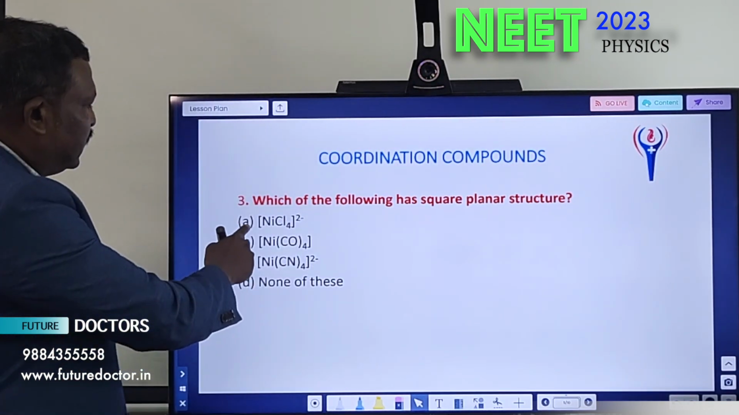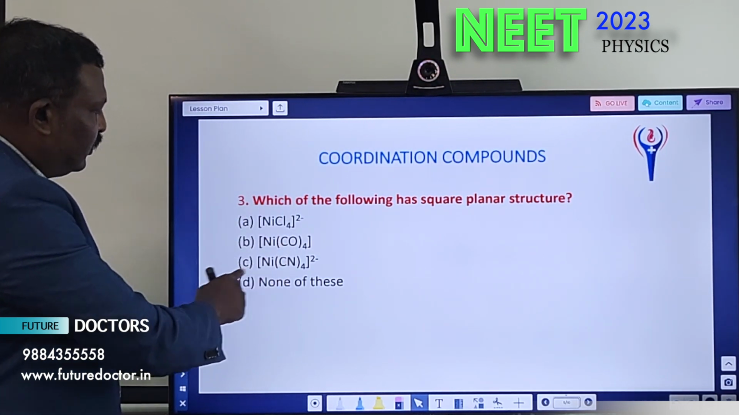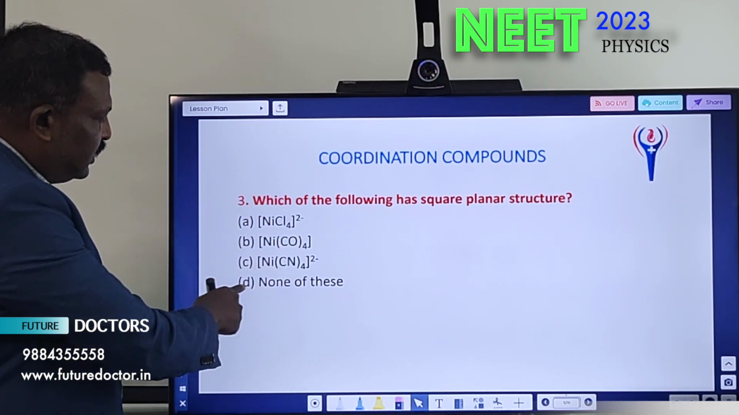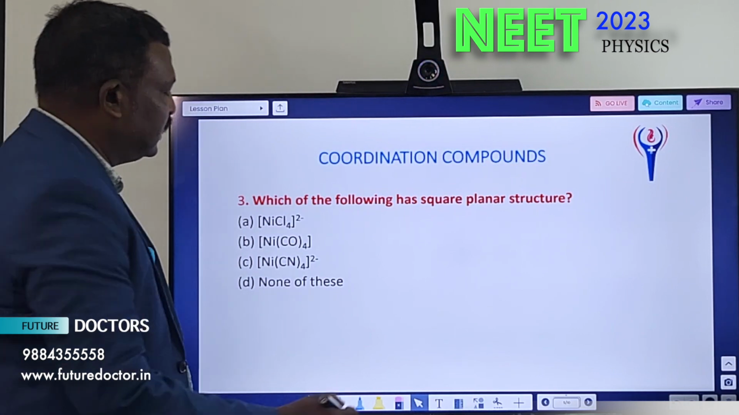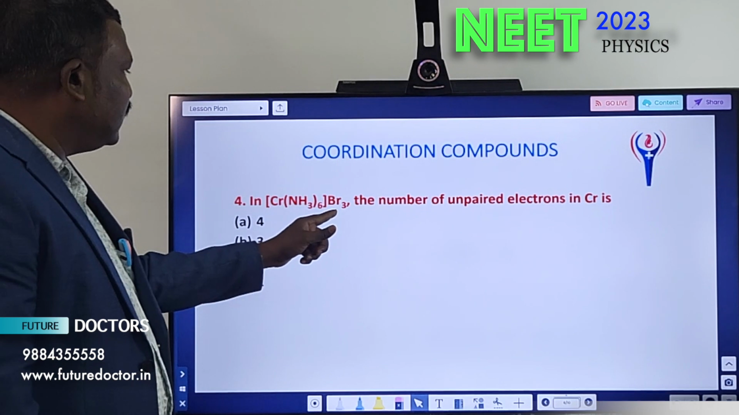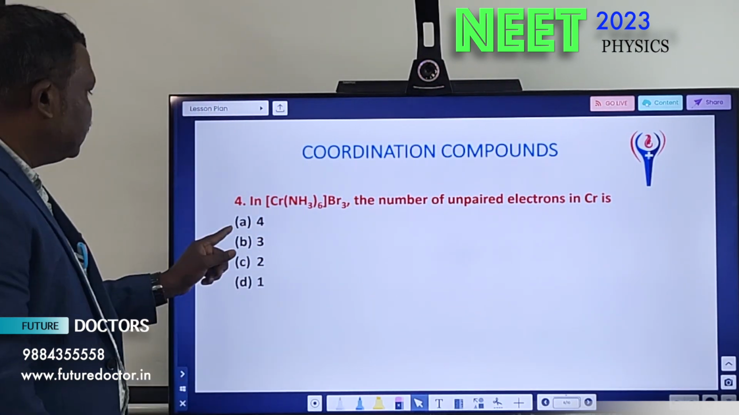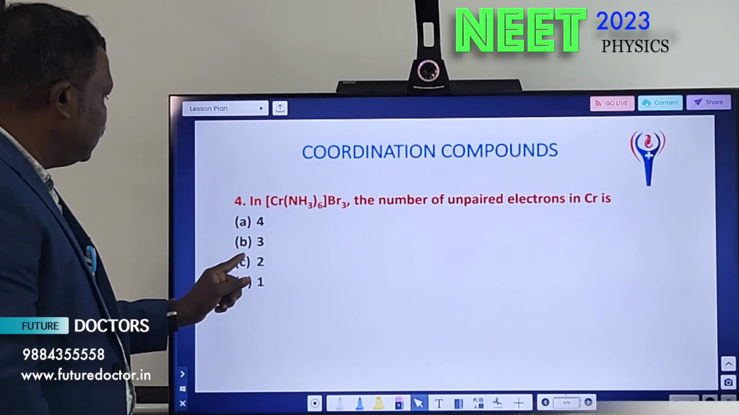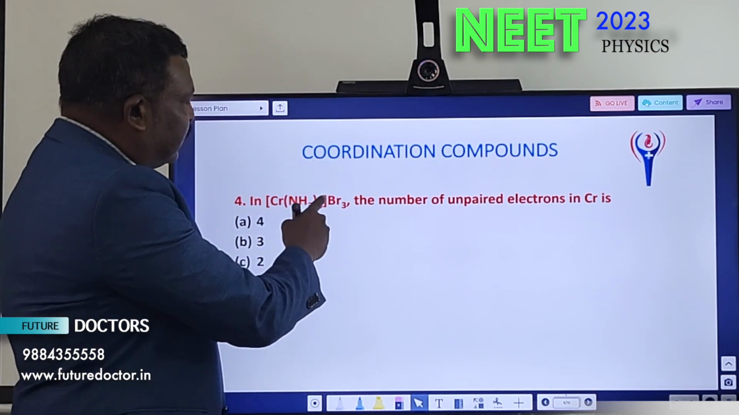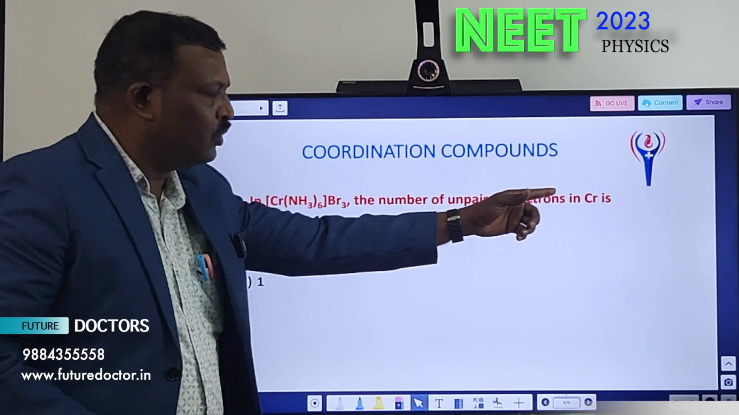Understood? Right. Option A [NiCl4]2-. Option B [Ni(CO)4]. Option C [Ni(CN)4]2-. D none of these. Understood? Right. Then fourth one: in [Cr(NH3)6]Br3, the number of unpaired electrons in chromium is: option A 4, option B 3, option C 2, option D 1. So here first find out the primary valency. After that we should find out how many unpaired electrons are in chromium.